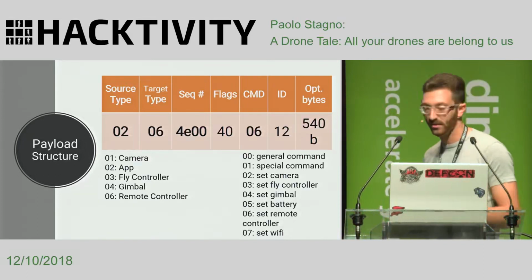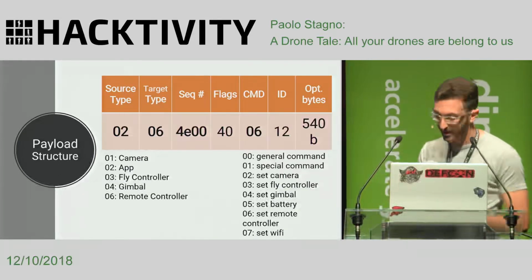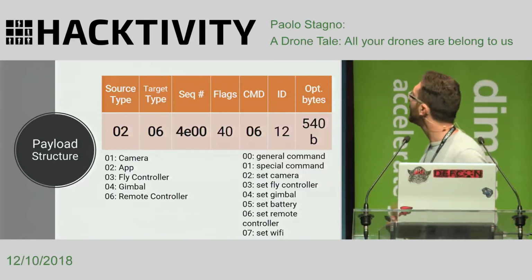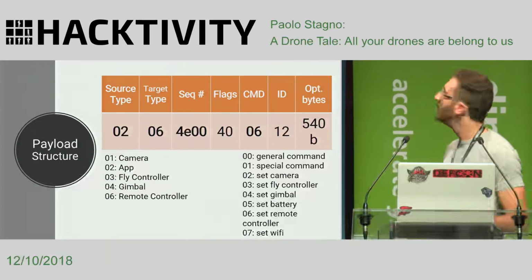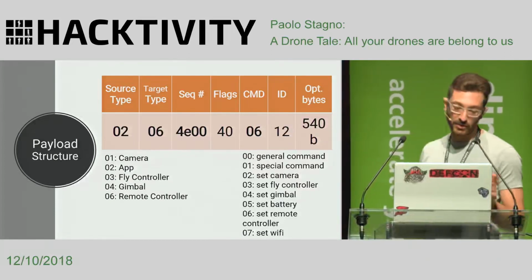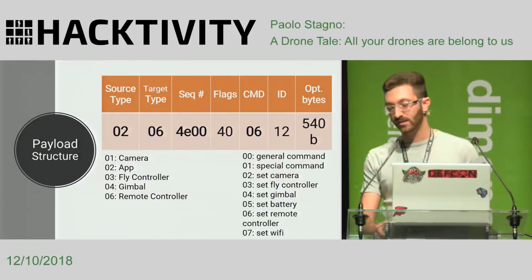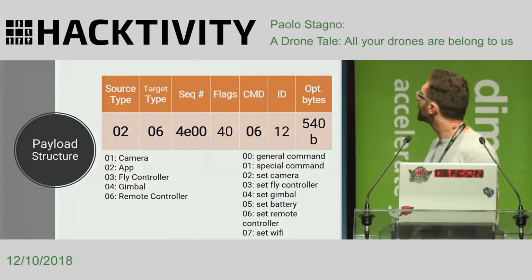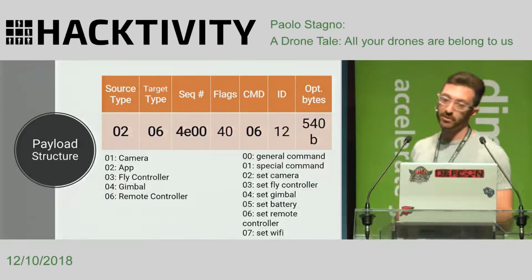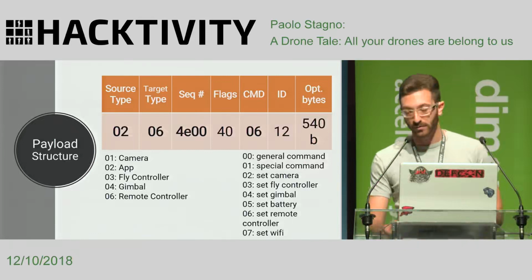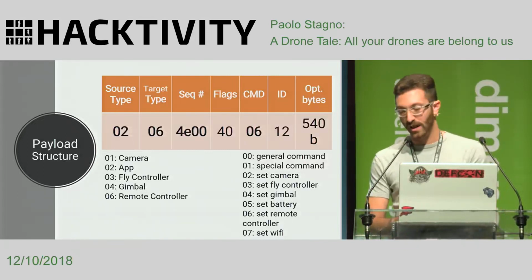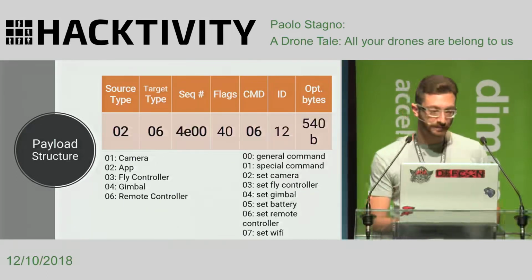It's changing depending on the packets, but I wasn't able to figure it out. And after that, we have the command. In this case, it's set remote controller, I think, and another ID that is, again, incremental. And after that, we have some optional bytes that are holding the real meaning of the packet. So if in this case we are setting something on the remote controller, the optional byte will hold the settings for the value that we are editing.